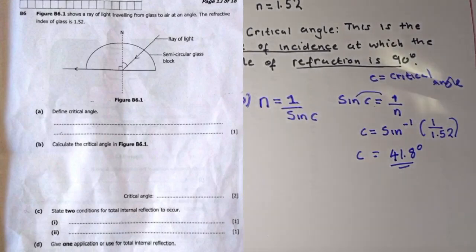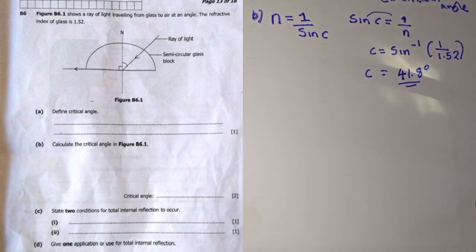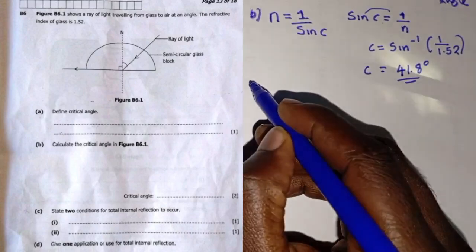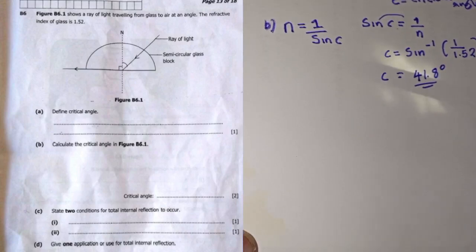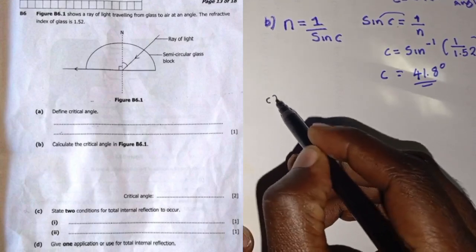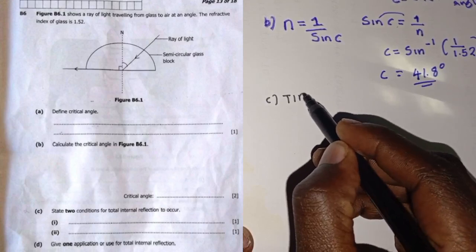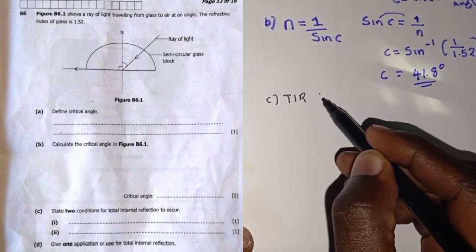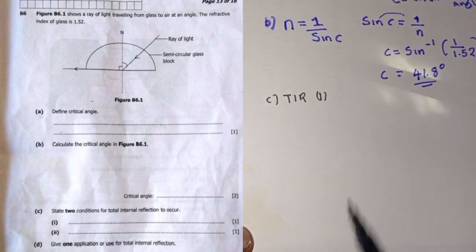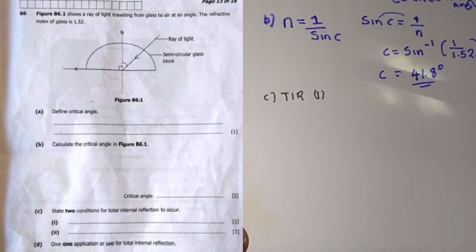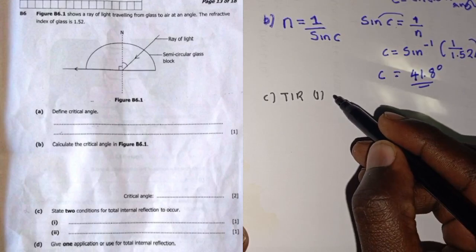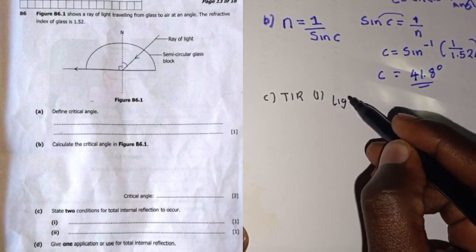State two conditions for total internal reflection to occur. So what is total internal reflection and what happens when it occurs? That is question C. There are two conditions. The first condition is that light must be coming from a denser medium to a less dense medium.